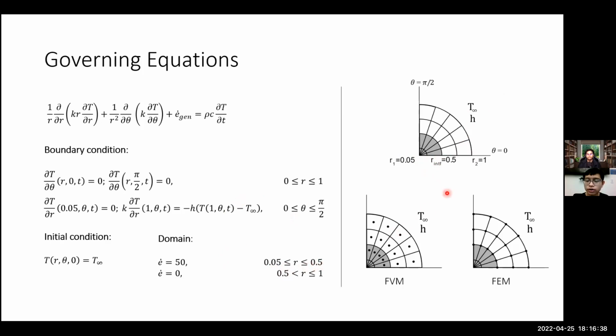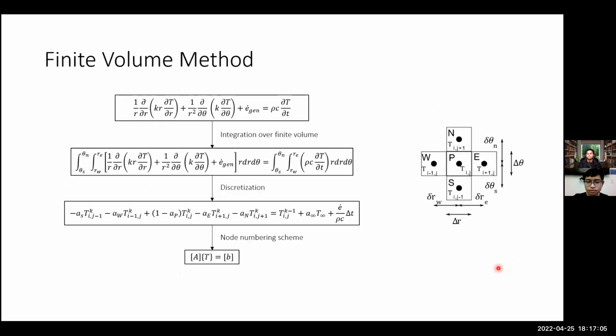As you can see on the figures on the right, this is how the domain will be discretized for the two numerical methods. For the finite volume method, the nodes will be in the center of each of these finite domains. However, for the finite element method, the nodes will be on the corners of the finite element domains. These two methods will be used to solve the problem, and their accuracy will be compared.